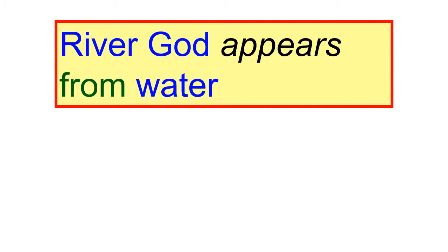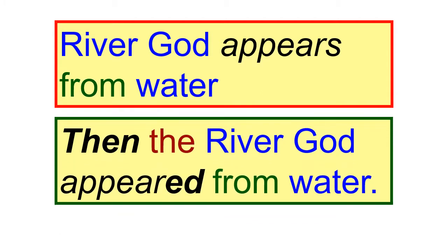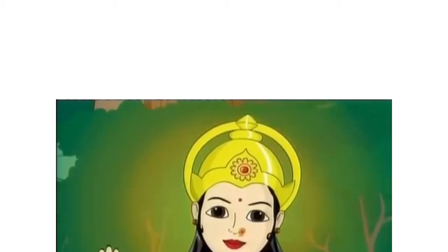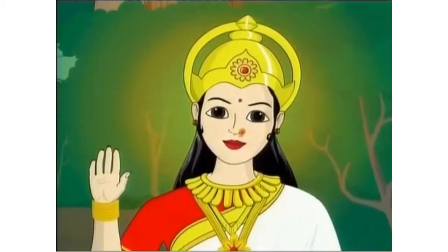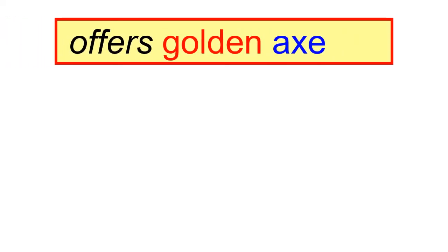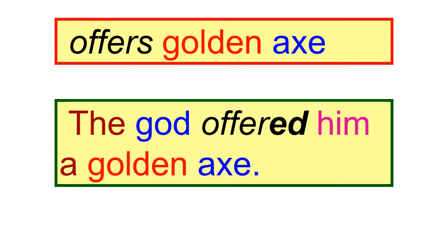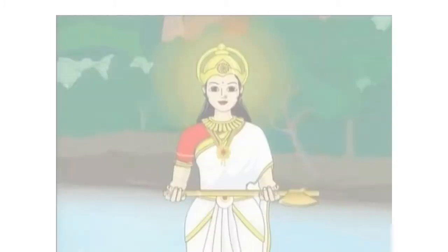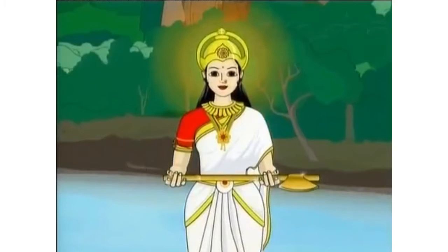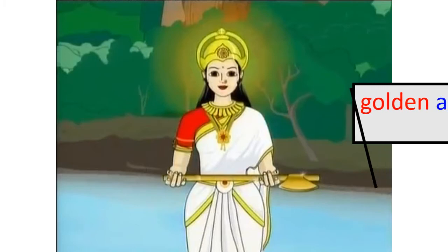River God appears from water. Then the river god appeared from water. Offers golden axe. The god offered him a golden axe.